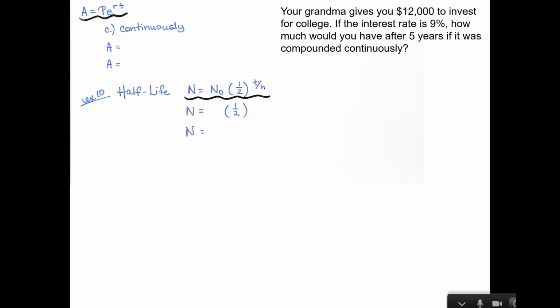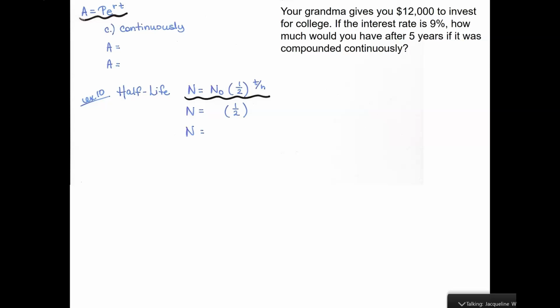So the more it's compounded, the more money you make, right? So I would think this is going to be a ton more money. Actually, it's a little bit more. It's not a ton more. But we use a totally different formula for continuously compounding interest. That formula is A equals Pert, P e to the rt. All right, so let's set this up and then we'll go look at it on the calculator.